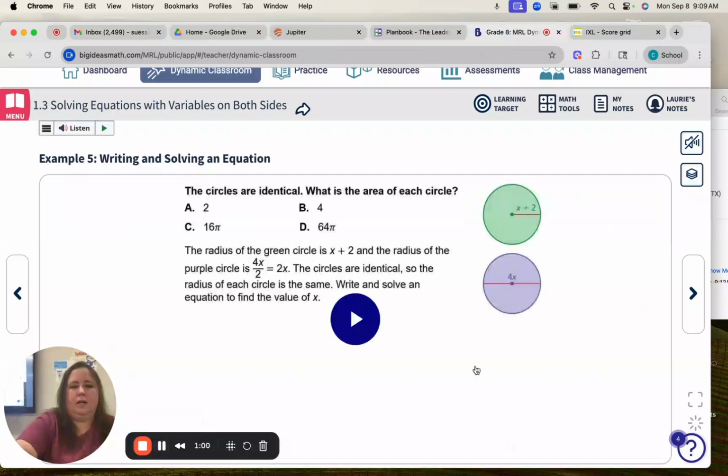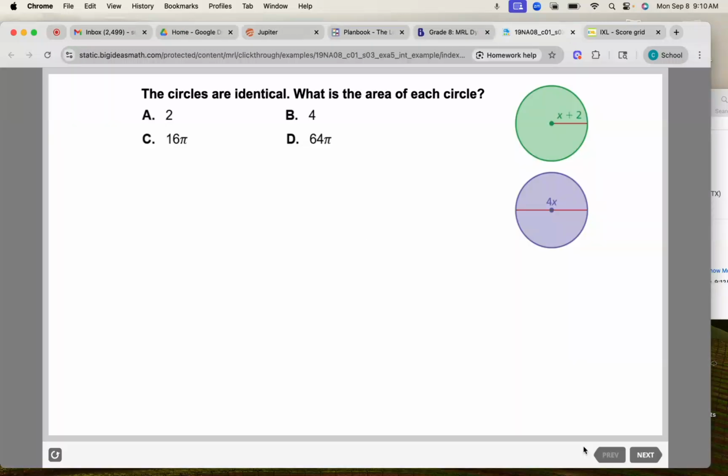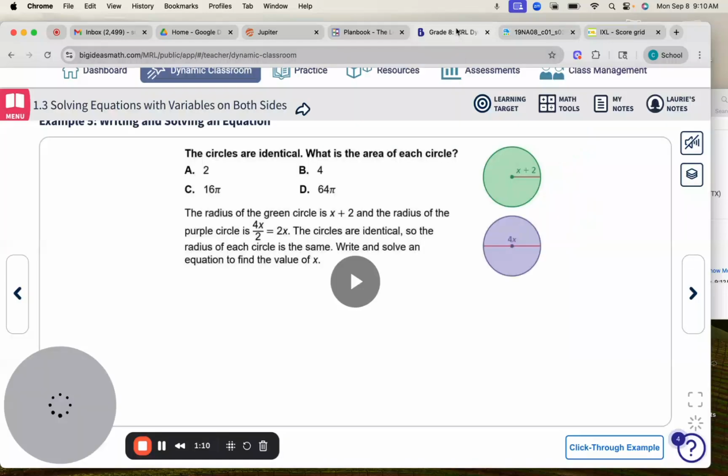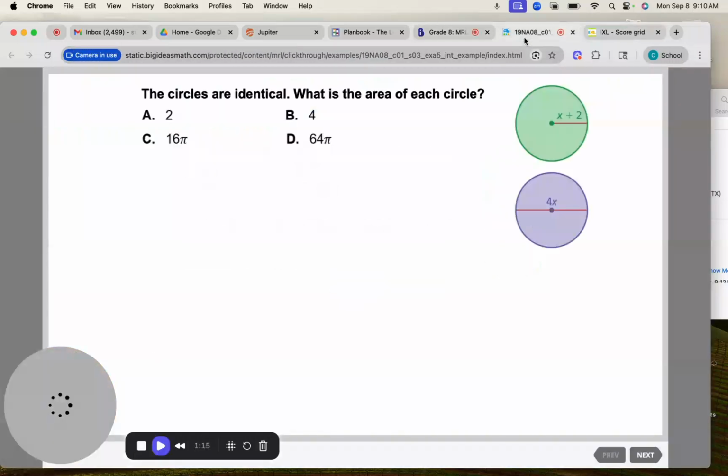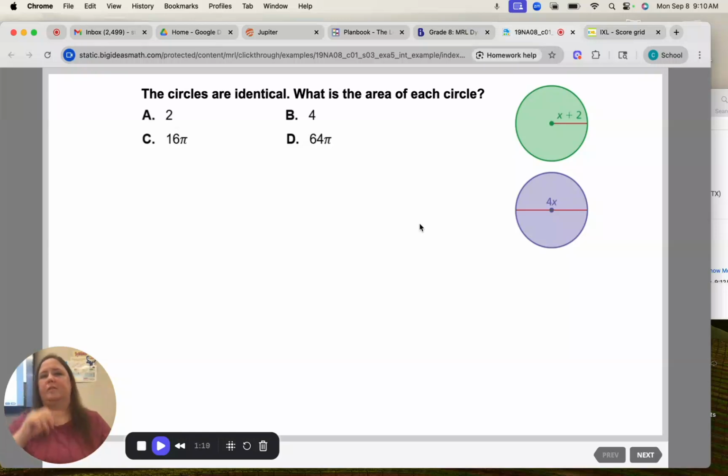All right, let's do this example. So you have your journals. This should be example 5. Is everybody ready? Some of you are facing backwards. Do I need to rearrange again?